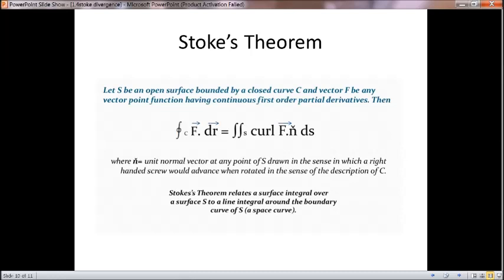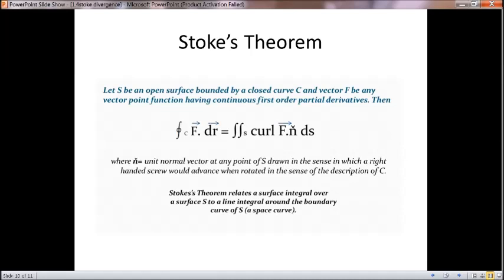That means we have to consider one surface, and over the surface so many field vectors are acting in its normal direction. So the surface integral of this curl function, that is the rotational function, with its normal component is equal to the line integral of that particular field function. So here this n is the normal unit vector at any point of S, drawn in the sense in which a right-handed screw would advance when rotated in the sense of description of C. So in that way only the rotational effect is there.